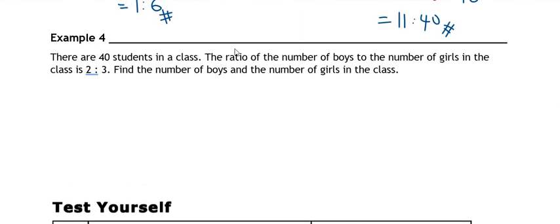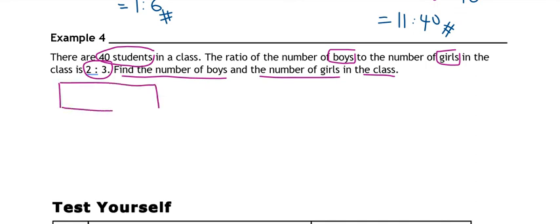And last but not least, for example 4, there are 40 students in the class. Right? And the ratio of the number of boys to the number of girls in the class is 2:3. And you have to find the number of boys and the number of girls in the class. Now here, what I will suggest you do is to represent the ratio in the form of a box model, box diagram over here. I can draw it like this. Bar model. And then you have the ratio over here, 2:3.